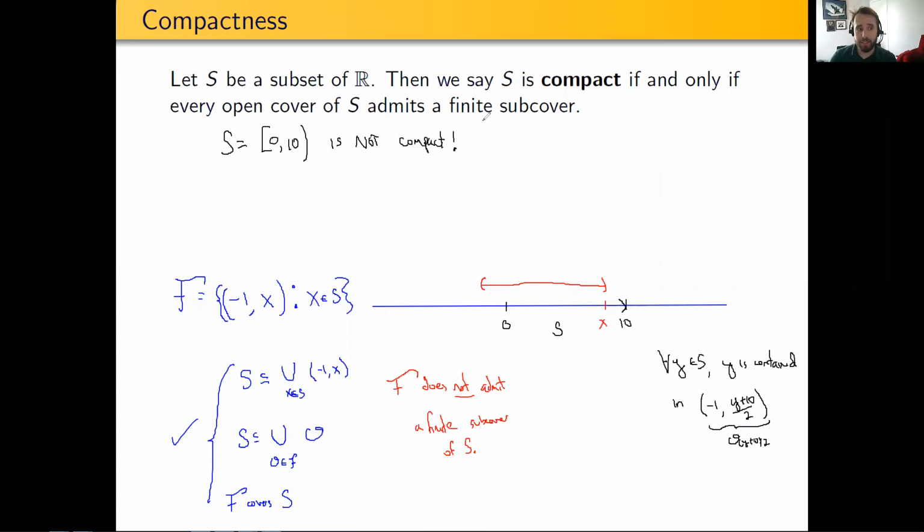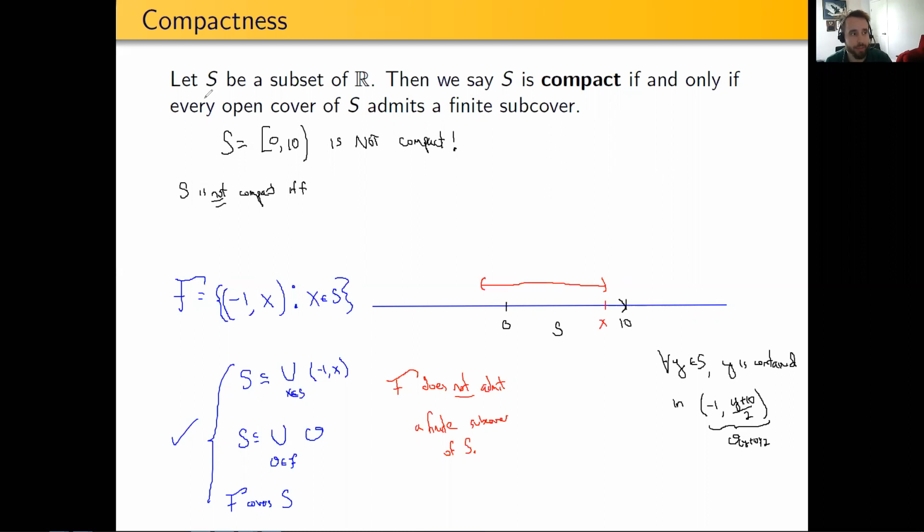Right? And let's think through exactly why that is the case. We have the definition of compactness above. A set S is compact if and only if every open cover admits a finite subcover. And therefore, we can think through what it means to not be compact. And we could say a set S is not compact if and only if there exists an open cover that does not admit a finite subcover, right?